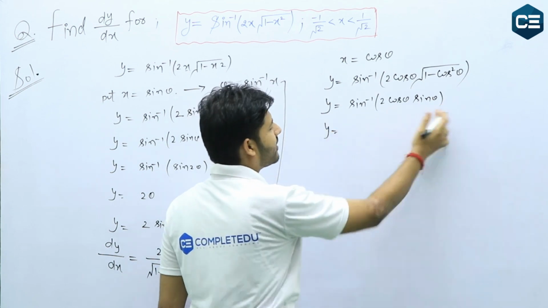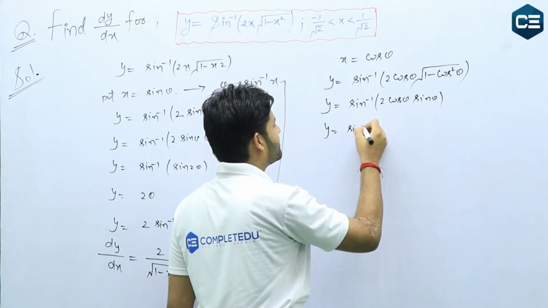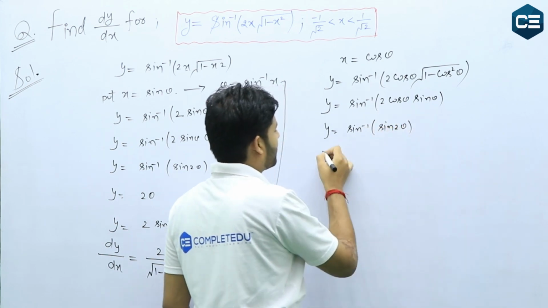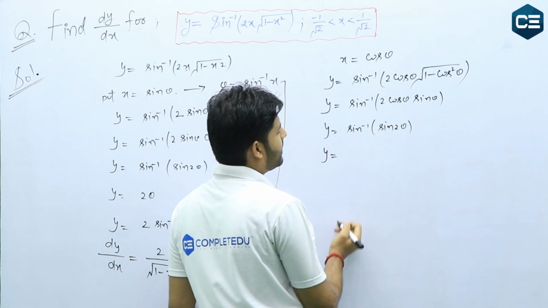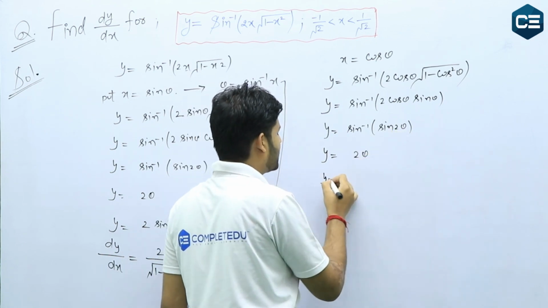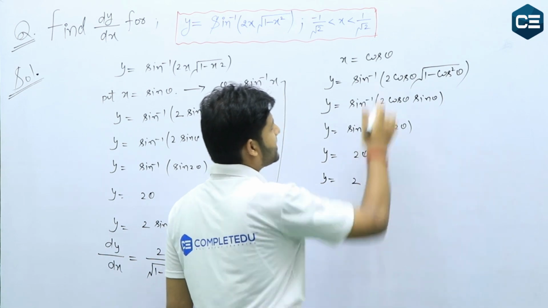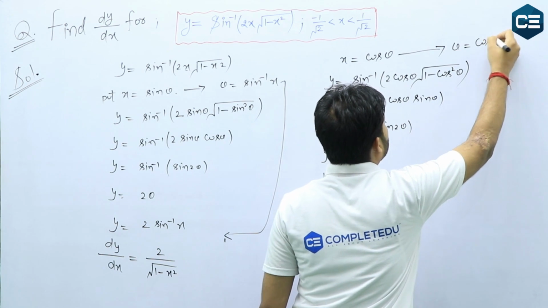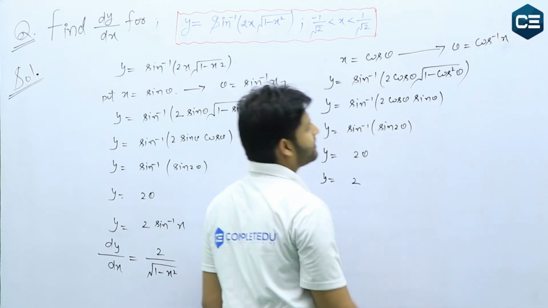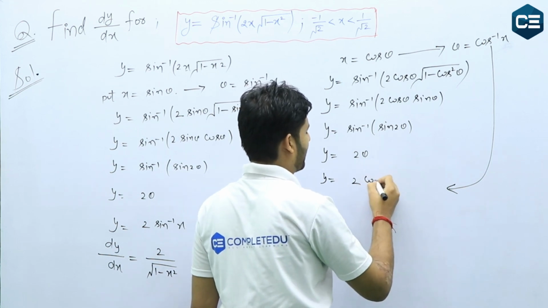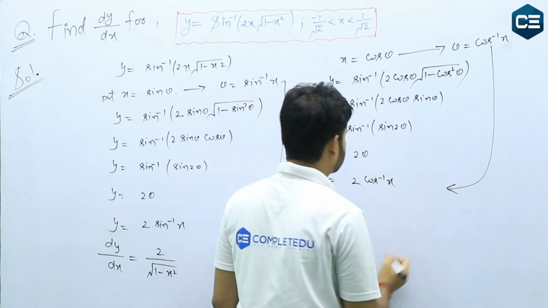Again, this is the same formula, we get sine inverse of sine 2 theta. From here, we can take 2 theta out. y equals 2 theta, and the value of theta is as above. Here theta equals cos inverse of x. Putting that in this step, we get 2 cos inverse of x.